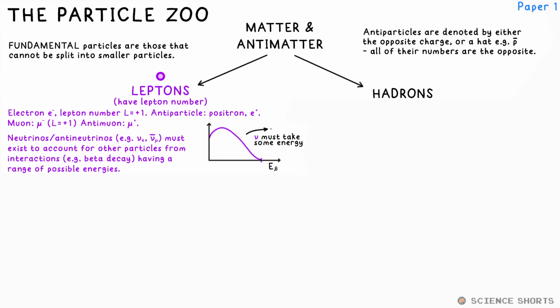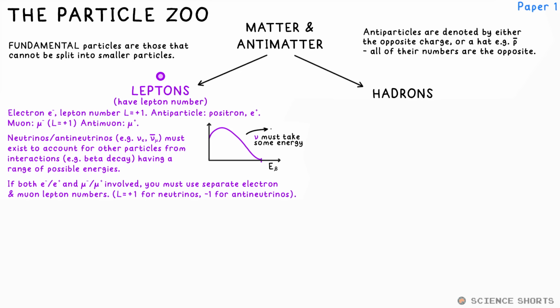All particles are put into the groups hadrons and leptons. Leptons are fundamental particles and they include the electron, muon, that's just a heavy electron essentially, and neutrino, that has no charge and essentially no mass. These all have a lepton number of 1, whereas their antiparticle equivalents have a lepton number of -1. Neutrinos can also be specifically electron neutrinos or muon neutrinos, so you have to treat their lepton numbers separately if an interaction involves both electrons and muons.